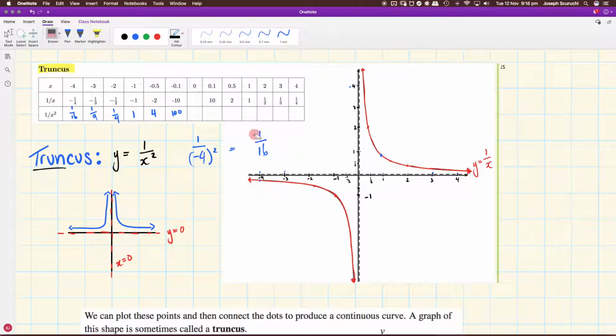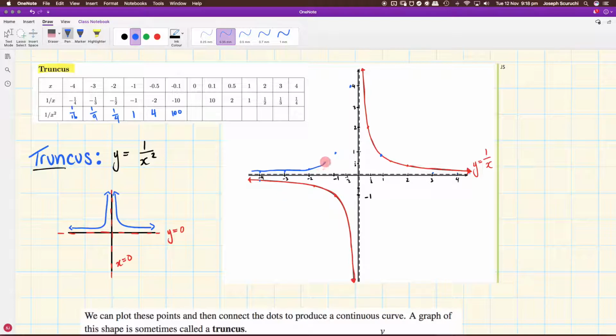So now when it comes time to sketch it, when I put -4 in, I get 1 over 16 out. Let me put a dot here. When I put -3 in, I get 1 over 9 out, which is a bit higher up. When I put -2 in, I get a quarter out, so it's a bit higher up again. When I put -1 in, I get 1 out: -1, 1. And when I put -0.5 in, I get 4 out. And then of course when I put 0 in, it's going to be off the graph.